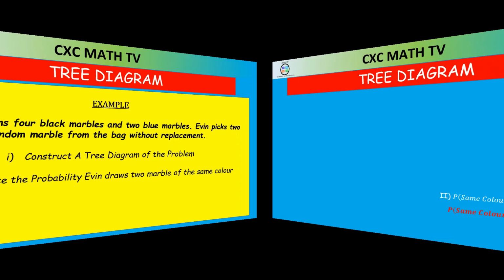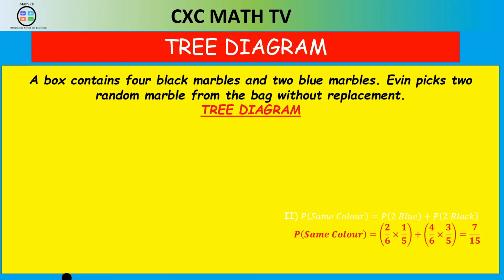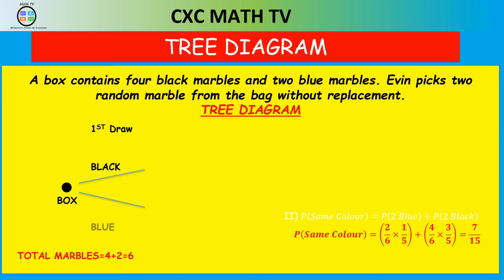In attempting this question, we can first start with a little dot to represent the box. And what are we going to get on the first draw? You have 4 black marbles and 2 blue marbles. So we draw our 2 branches from the box and label them black and blue. Now, 4 plus 2 is 6, so the total is 6 marbles. So 4 out of 6 is the probability of getting a black on the first draw, and 2 out of 6 is the probability of getting a blue on the first draw.